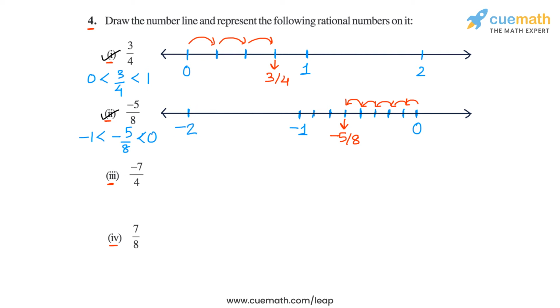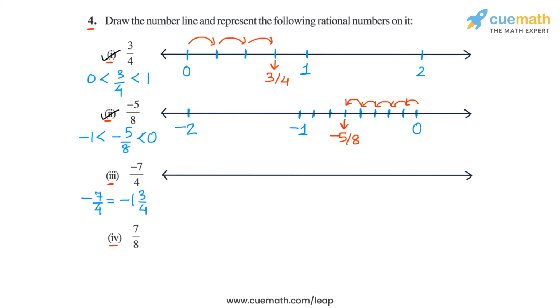Now coming to part 3. In part 3 we have to plot minus 7 by 4. We note that minus 7 by 4 is negative and its magnitude, which is 7 by 4, is more than 1 but less than 2. You can verify this. In fact, you can write minus 7 by 4 in mixed fraction form as minus 1 and 3 by 4. And from here, you can see that minus 7 by 4 will lie between minus 2 and minus 1.